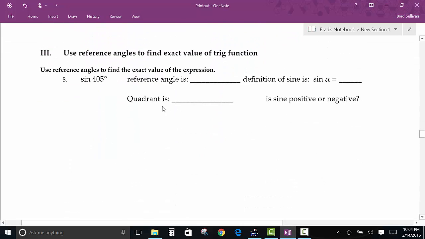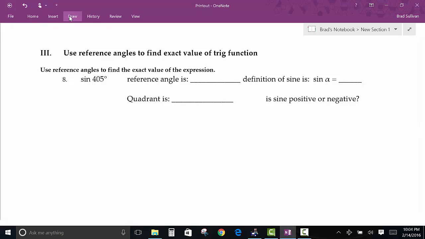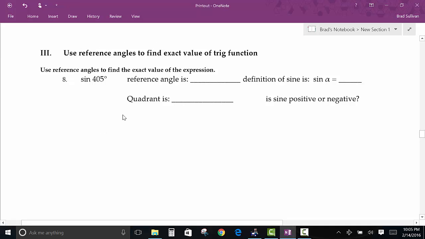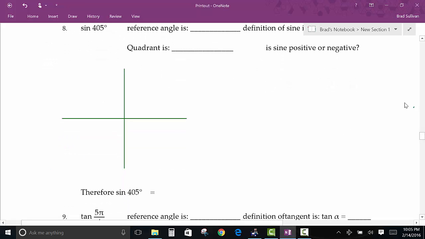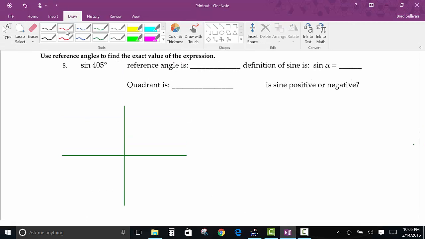Okay, so let's see. Now let's look at reference angles for trig values for a few minutes. So what we're going to do is we're going to look at the sine of 405 degrees, and then we're going to reason out what that value is based on the reference angle. So here's the idea. I'm going to go ahead and we're going to draw a coordinate system out on this. And we're going to just kind of locate where that angle is going to be.